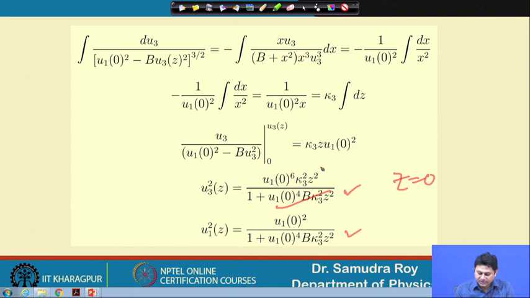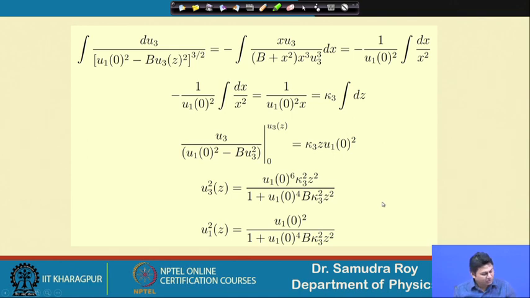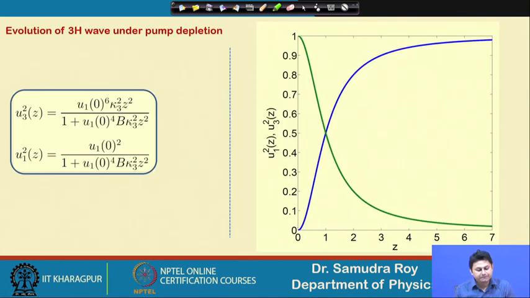Again, another boundary condition is that at z equal to 0, u1 z should be u10. So, the u1 z solution is also in our hand. If I now put z equal to 0, you can see that this quantity will not be there, so only u10 will survive. So, we have both the boundary conditions satisfied with the expressions we have in our hand. These two are the expressions of the evolution of u1 and u3 under pump depletion condition for third harmonic generation. So, the next thing is to plot these two equations as a function of z.